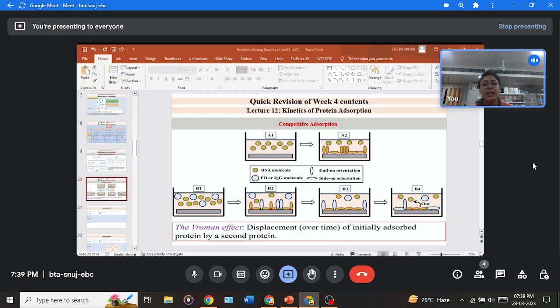So this is basically the Vroman effect, that is displacement of an initially adsorbed protein by a second protein. It occurs due to the competition between two different proteins. So the already adsorbed protein, in this case the BSA molecule, gets displaced by the other protein, that is the IgG molecule. So you must remember what this Vroman effect is and how this competitive adsorption works.